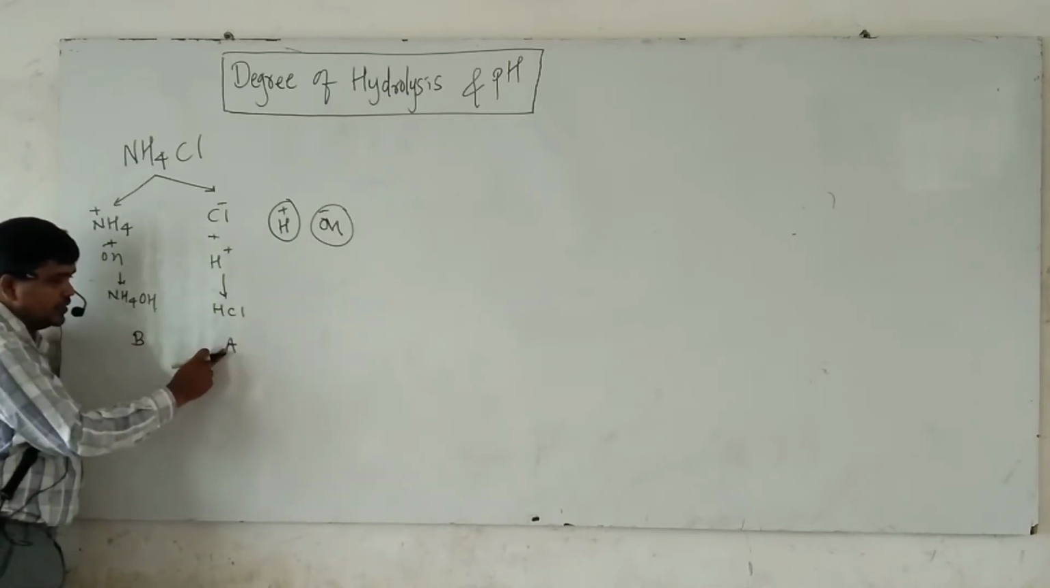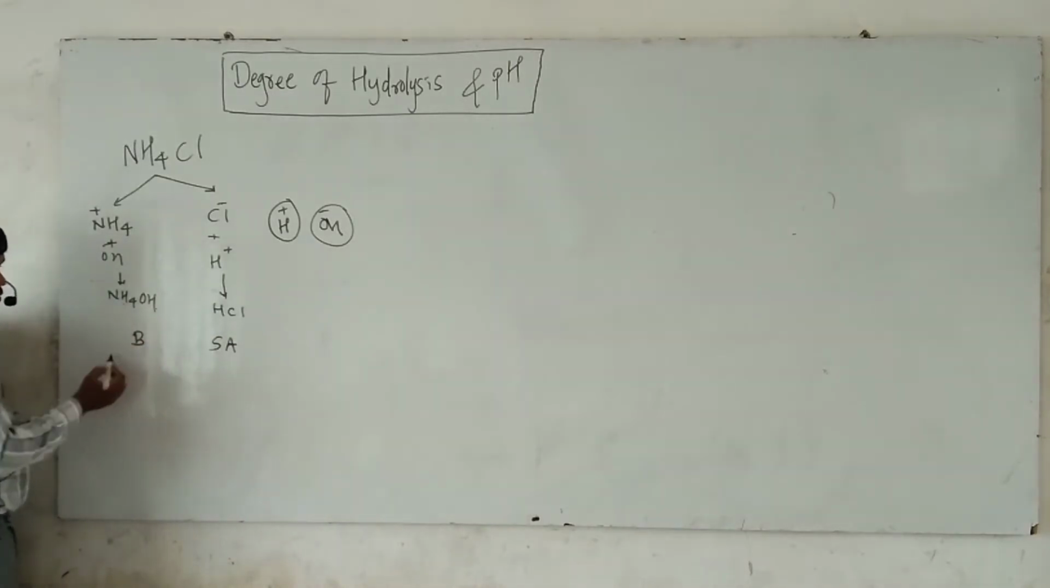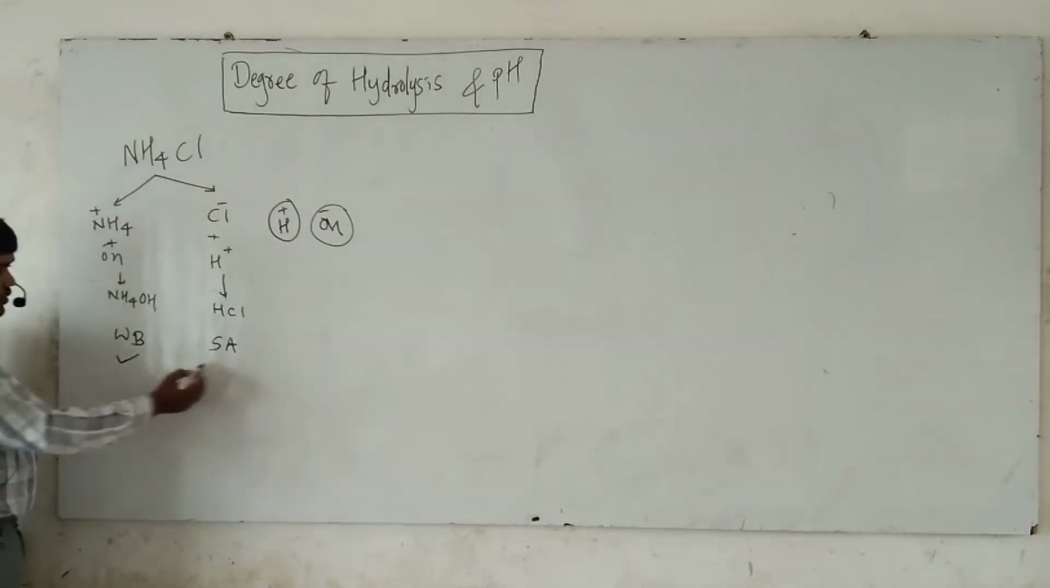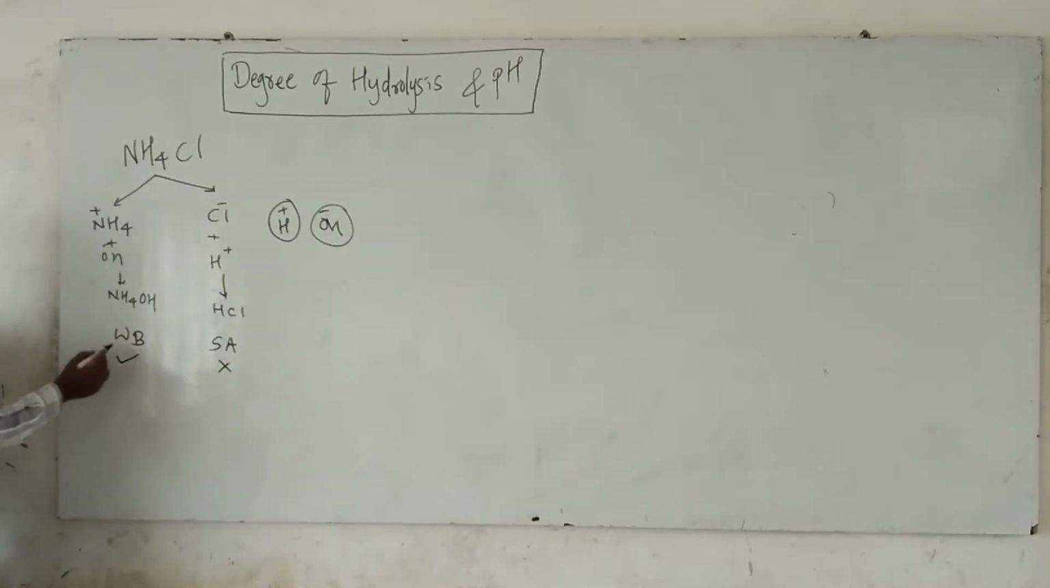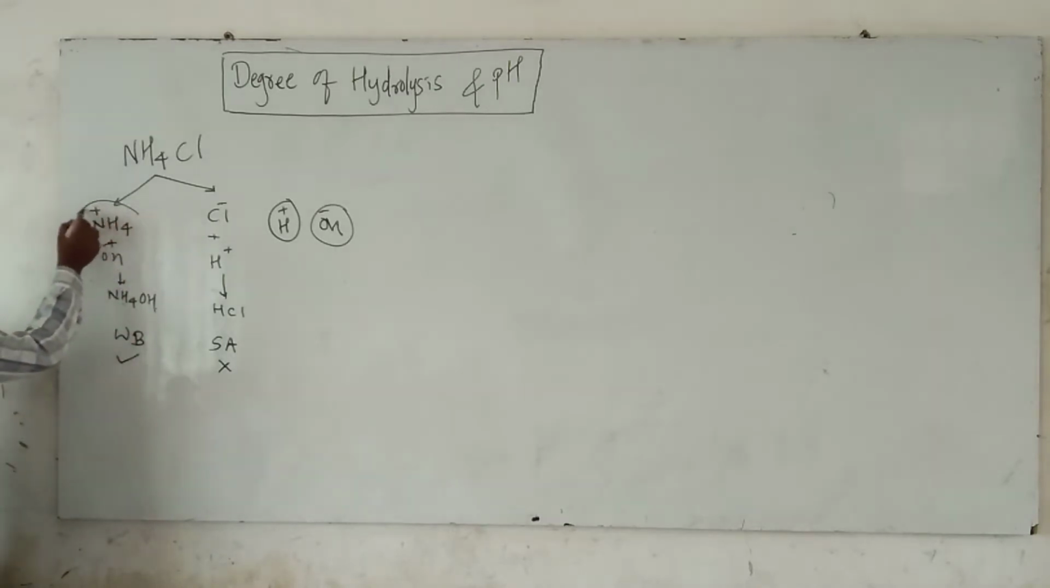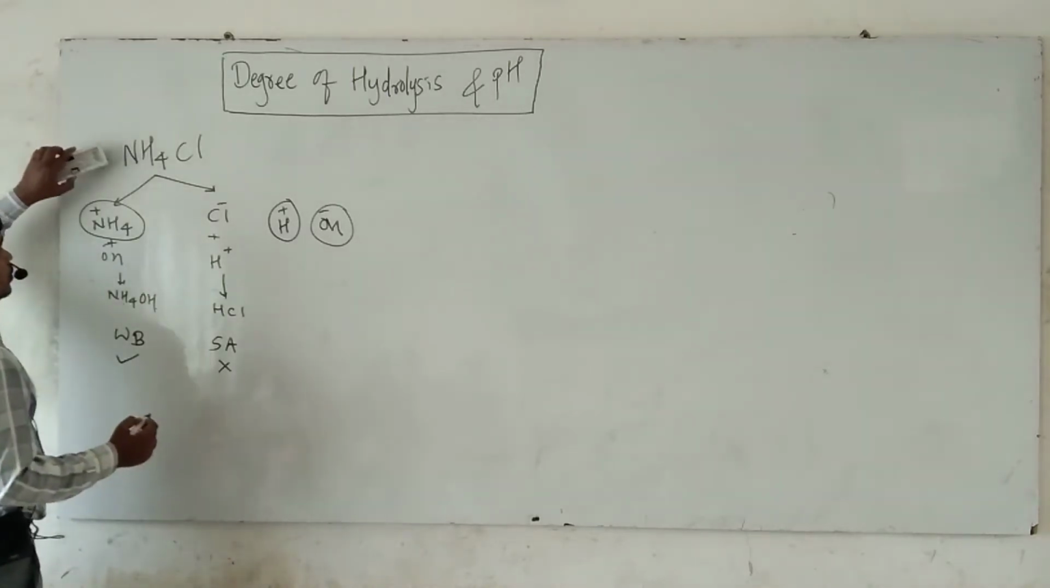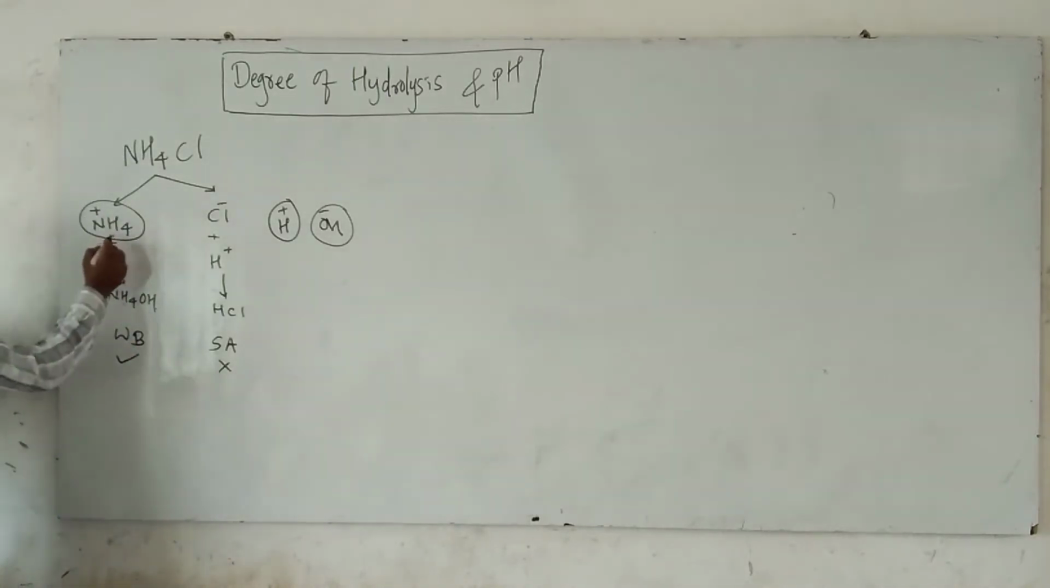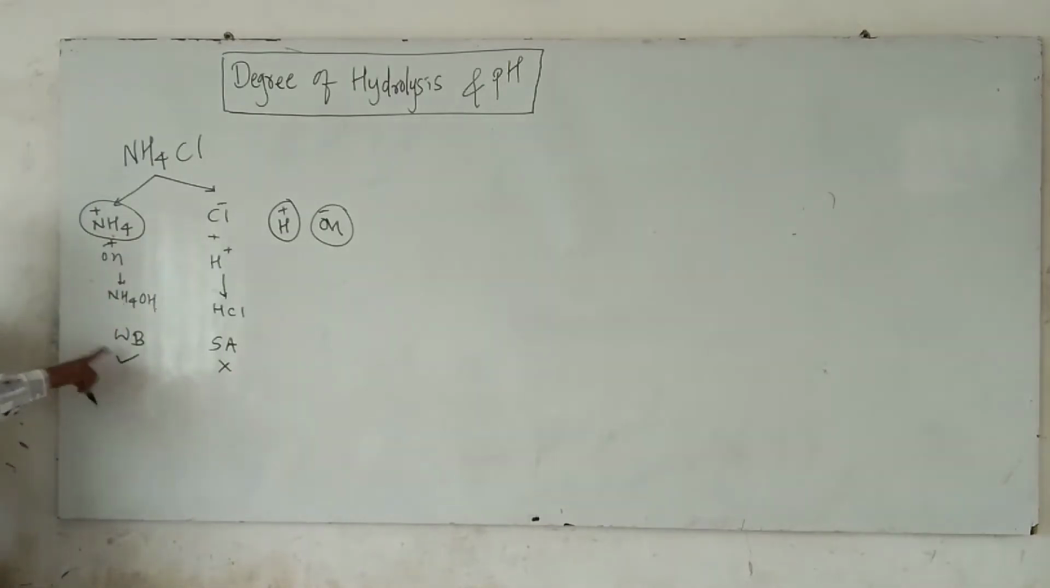See, HCl is an acid. Which acid? Strong acid. Ammonium hydroxide is a base. Which base? Weak base. The weaker part gets hydrolyzed. So which part will be hydrolyzed? Which part of the salt? NH4 plus. So in NH4Cl, only NH4 plus will be hydrolyzed.